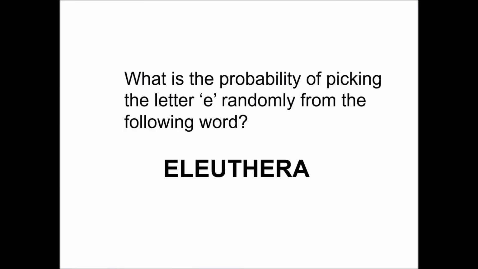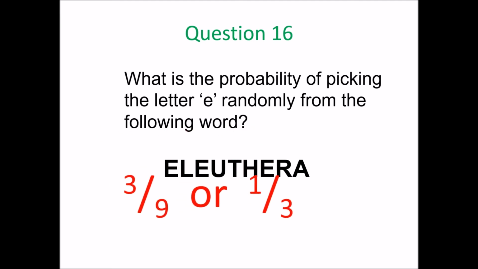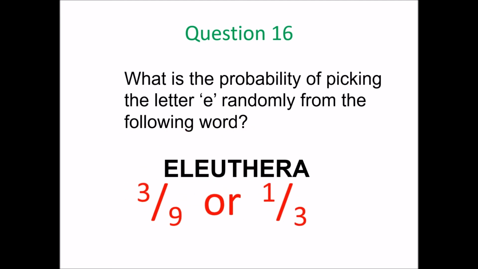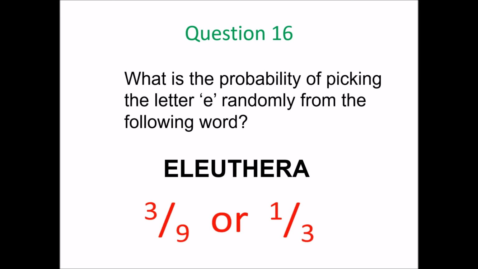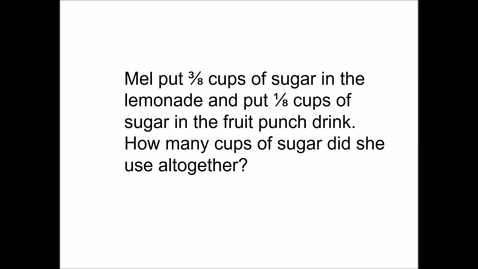Once you know your tables, you will know how to divide. Next, what is the probability of picking the letter E randomly from the following word? That word has 1, 2, 3, 4, 5, 6, 7, 8, 9 letters. How many E's? 1, 2, 3 E's. 3 over 9, 3 ninths, or 1/3. Once you get 3 ninths, that's correct. Or you could have reduced it to 1/3.